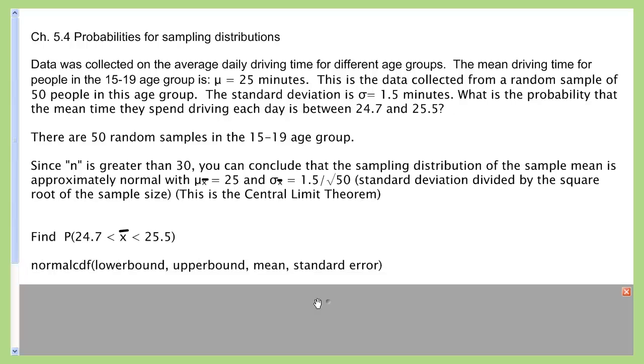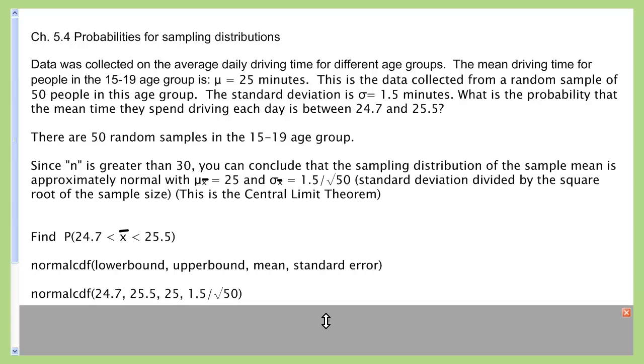And we're going to go to the calculator in just a minute, and I'll show you this. So we're going to go to the normal cumulative distribution, and that's going to be the lower bound, the upper bound, the mean, and the standard error, excuse me. And the way you get the standard error will be 1.5, which is the standard deviation, divided by the square root of your sample size.